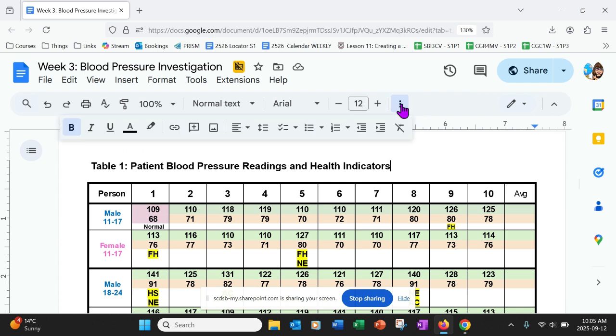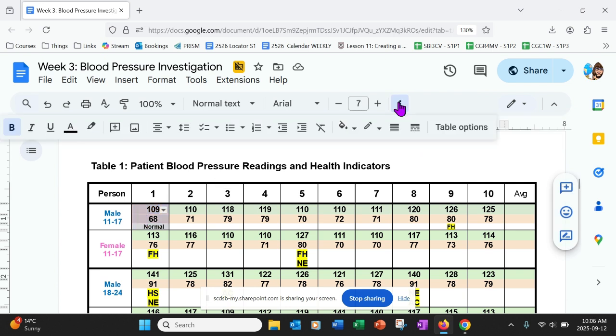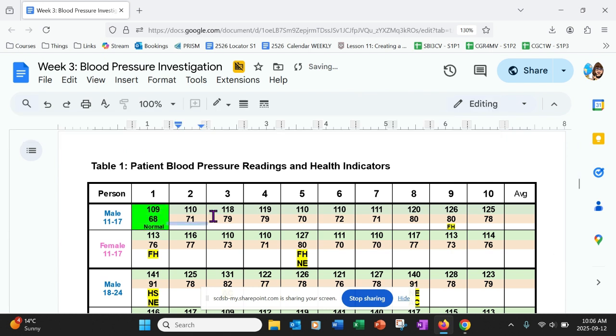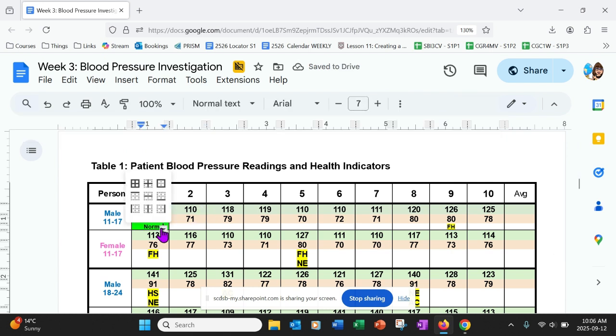Oh, Bidwell. Oh, I see. I'm going to highlight the whole thing, and then I'm going to find this little thingy here. I'm going to color the whole thing green. So now I know this person has normal blood pressure. Okay, so you can do that. Make sure all of the things are highlighted.